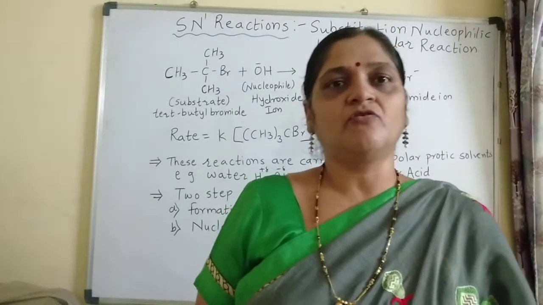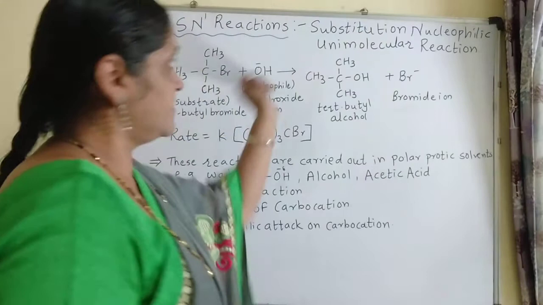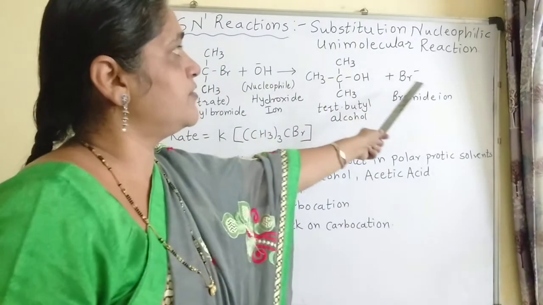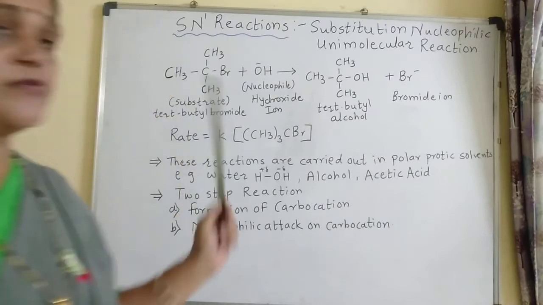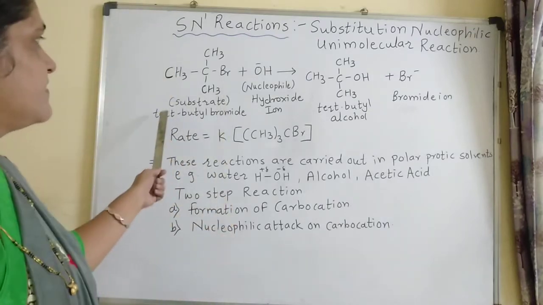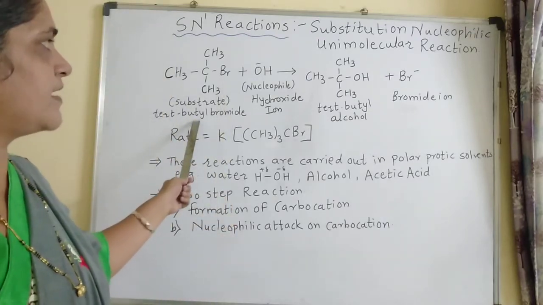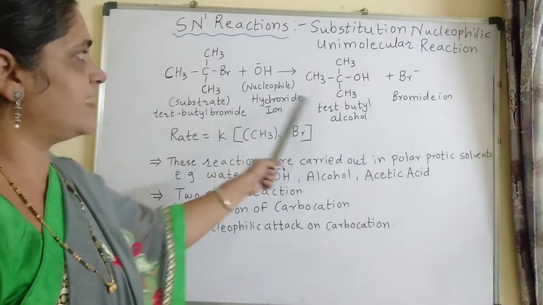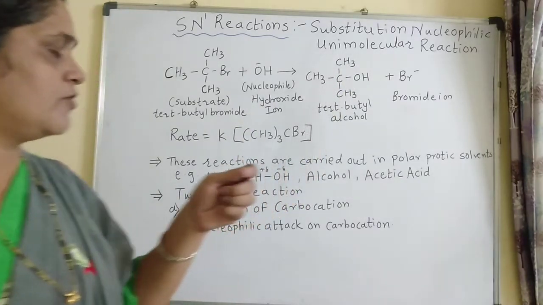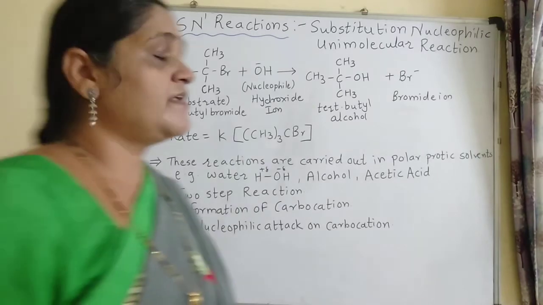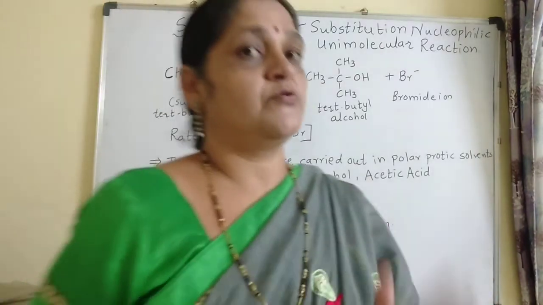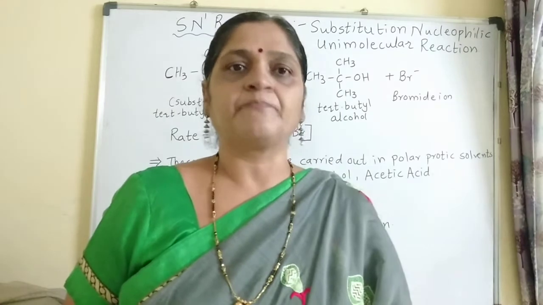Now what is the meaning of SN1? SN1 is the substitution nucleophilic unimolecular reaction. In this reaction we have taken the example of tertiary butyl bromide reacting with hydroxide ion to produce tertiary butyl alcohol, and bromide ion is also produced. Now what is the meaning of substitution nucleophilic unimolecular reaction?